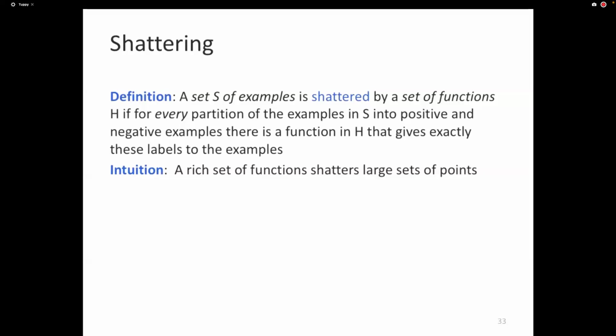By the way, just to dot some i's and cross some t's, when I say set of functions, I mean functions that predict a plus or a minus, binary classifiers. And when I say label examples, once again, we are labeling examples as plus or minus. So the intuition here is that if a function class can shatter a large set of points, then it is in some sense more expressive. We are using this notion of shattering to measure, in some sense, the expressiveness of sets of functions.